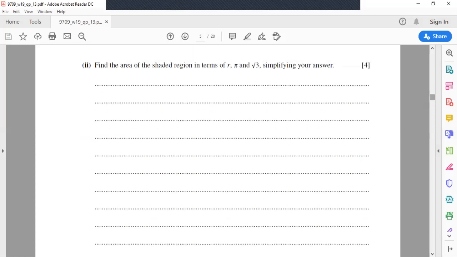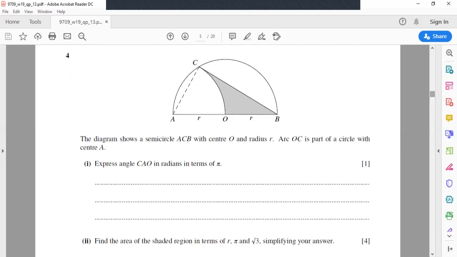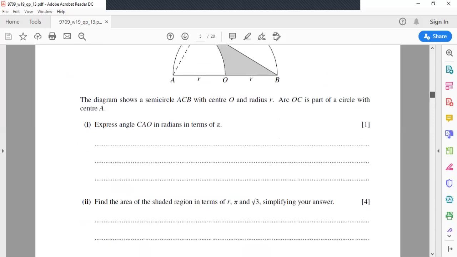Okay, find the area of the shaded region. So according to that, if you see here, this is R. So can we find this one first by using the Pythagoras theorem, then find the area of the triangle, because this angle is going to be 90 degrees. Then find the area of the triangle and the area of the sector and subtract both of them. So now let's see how we do that.